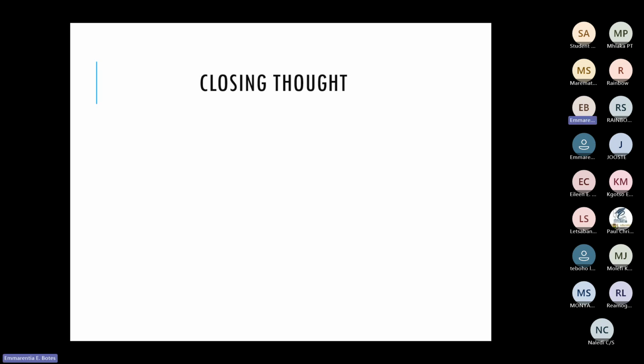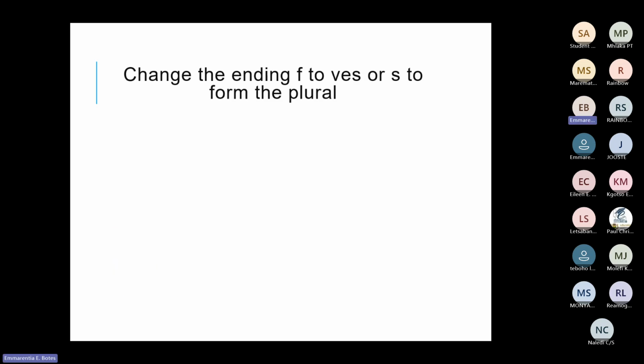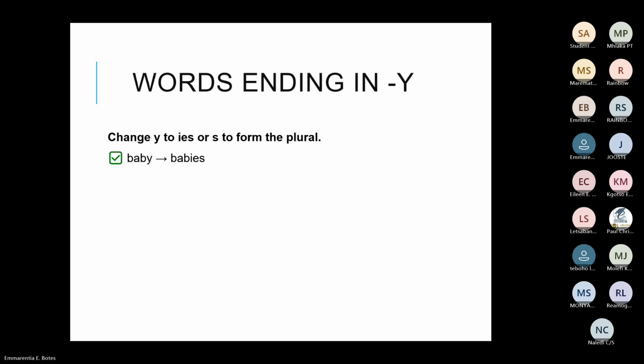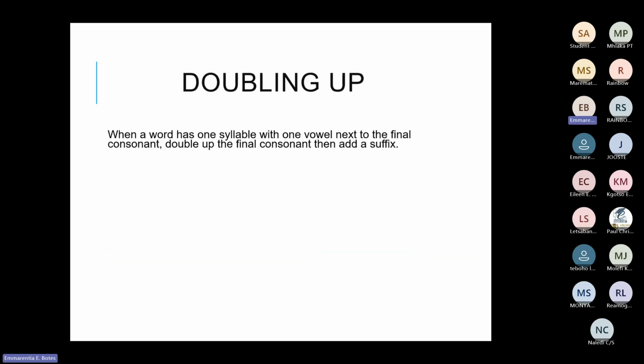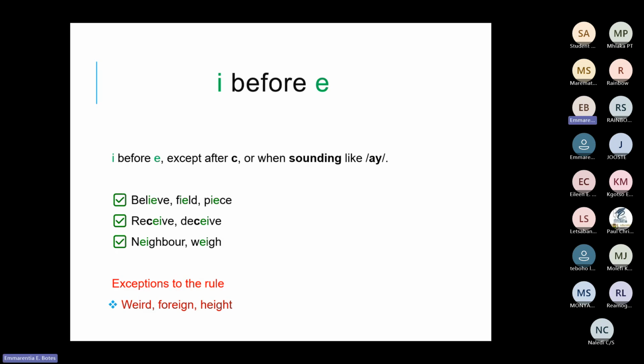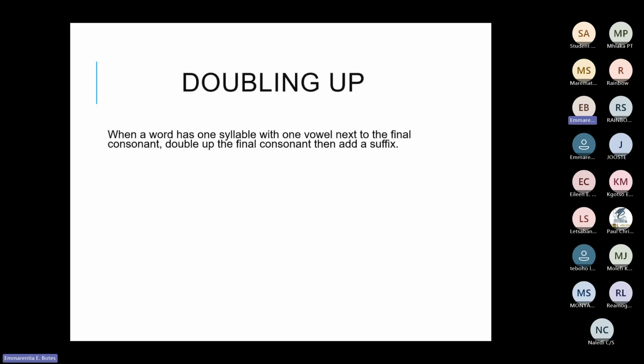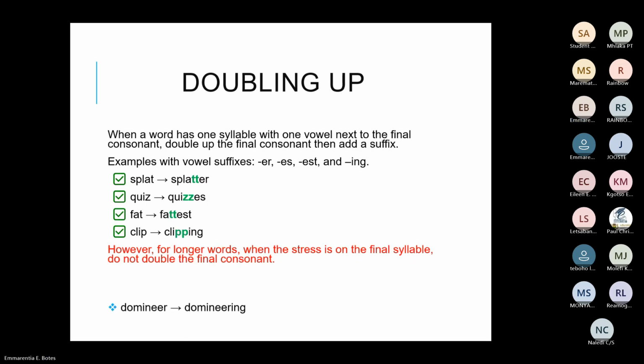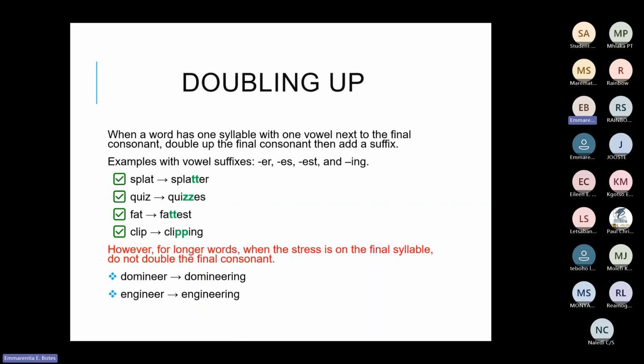Now we have gone through all the rules. I just quickly want to show you, I before E, so make sure of that one, except after C or when sounding like A. And then the doubling up, make sure when it has one syllable with one vowel next to the final consonant, then you double the consonant and then you add a suffix. Remember that we have exceptions to the rules.